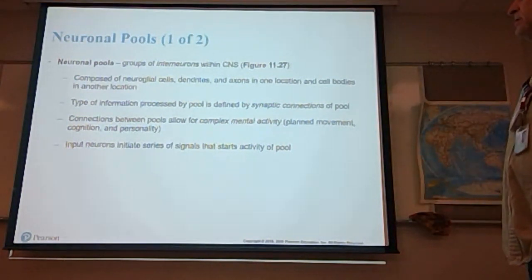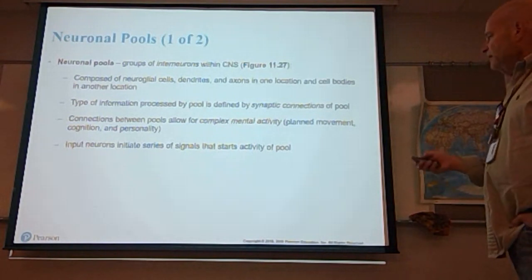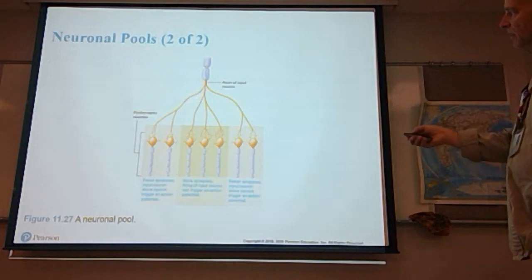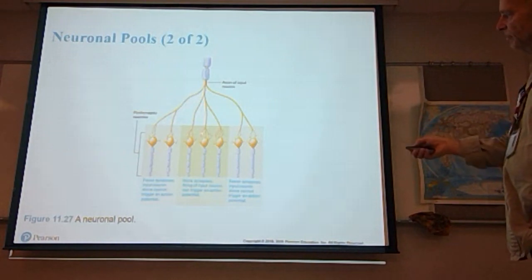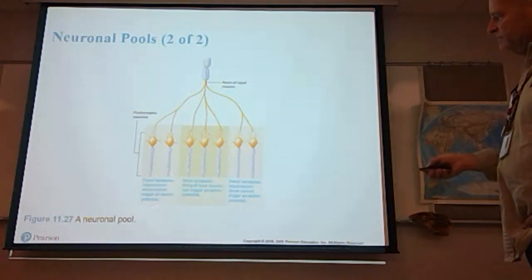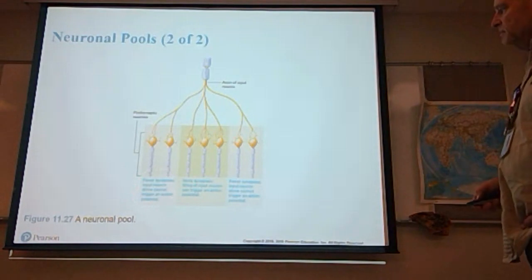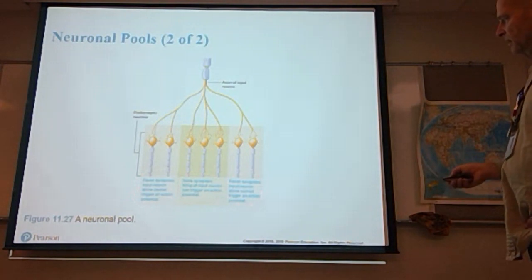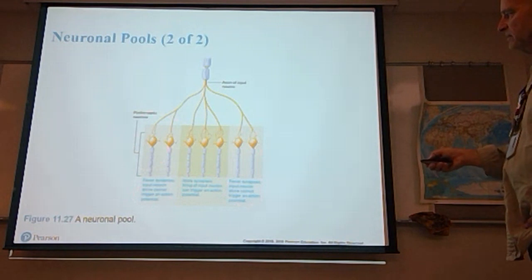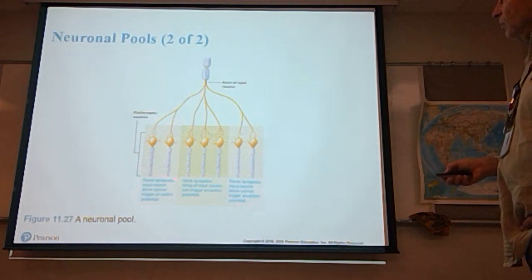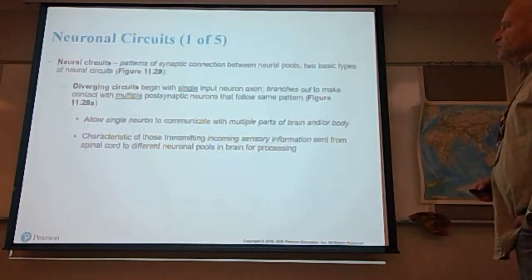Input neurons initiate a series of signals that starts the activity in the pool. So here's the axon input. Here's all the members of the pool. Here's all the postsynaptic neurons. With fewer synapses, input neurons alone cannot trigger an action potential. More synapses firing on the input neuron can trigger an action potential, and again, fewer cannot. So if only these two are firing, or these two are firing, you get no action potential, but if they all fire together in the neuronal pool, then you get the action potential.